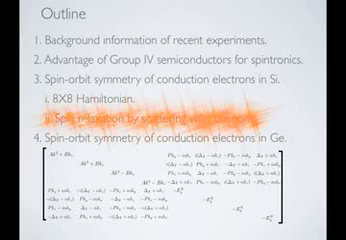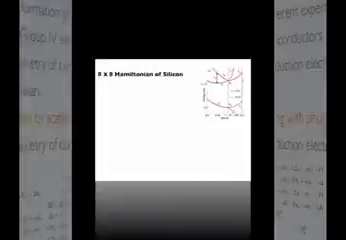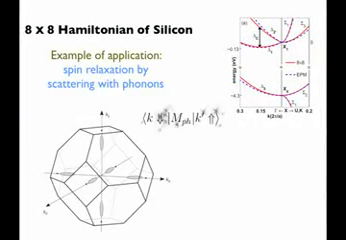So after introducing our model of the 8 by 8 Hamiltonian, I'll show an example of using this model to study spin relaxation by scattering with phonons. So in this Elliott-Yafet process, the transition described by this matrix element is from a state at K prime through electron-phonon interaction to a state at K with opposite spin.